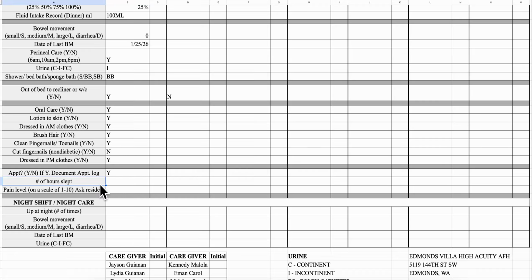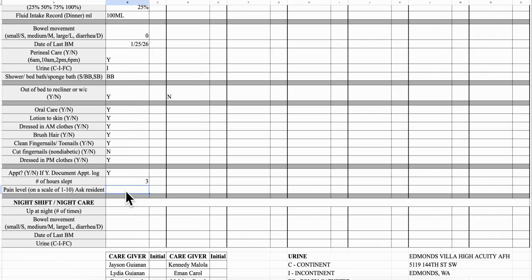How many hours did they sleep during the day? As you know, some residents do lay down in between meals or when they're tired. So maybe this person slept about 3 hours during the day shift. So put that 3 hours there. And then, are they having pain on a scale of 1 to 10?